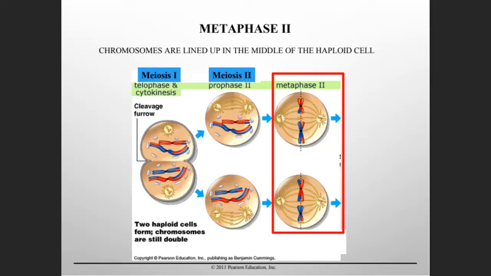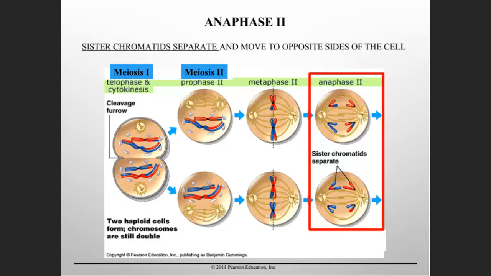And now you go to metaphase 2. Chromosomes are lined up in the middle of the haploid cell. Again, these are going to line up in single file. Okay, so here's prophase. Now you're in meiosis 2. Metaphase 2, they line up single file again, right here. And then you go to anaphase 2. The sister chromatids separate and move to opposite sides of the cell.